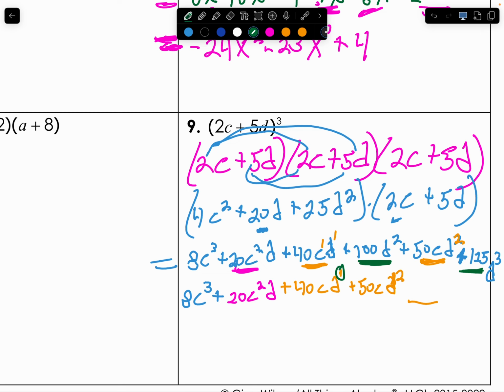And since I went D1, D2, I'm just going to keep going in that same pattern with the rest of the D's. 100 plus 100 D squared, and then I've got plus 125 D cubed. All right, is it in standard form? Yes, because alphabetical order, the C starts with C3, C2, C1, and keeps going down to C0, right? And the D's just naturally follow upward here.